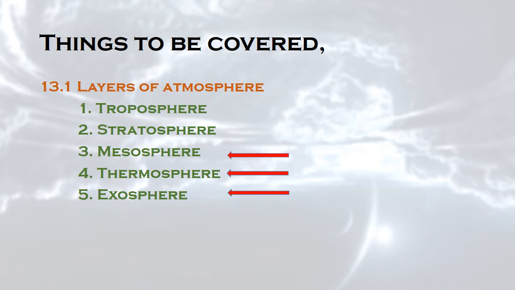And stratosphere is the next layer, which is found above the troposphere and below the mesosphere. And this is the layer that extends from 15 to 50 km. And this layer contains the ozone layer, which prevents ultraviolet radiation from the sunlight.